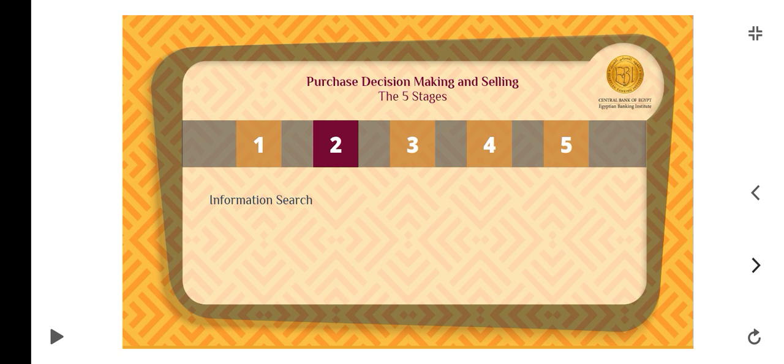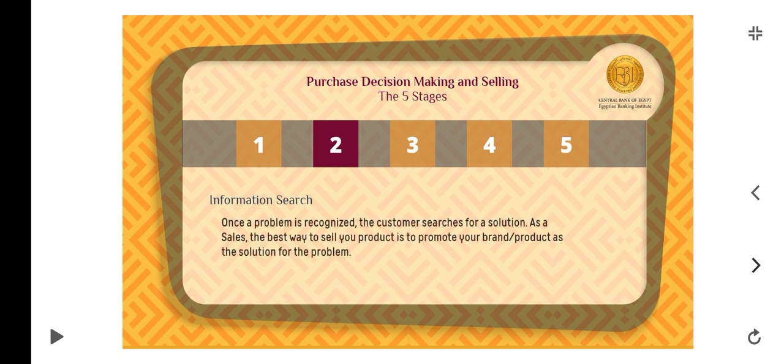Stage 2, information search. Once a problem is recognized, the customer searches for a solution. As a salesperson, the best way to sell your product is to promote your brand or product as the solution for the problem.